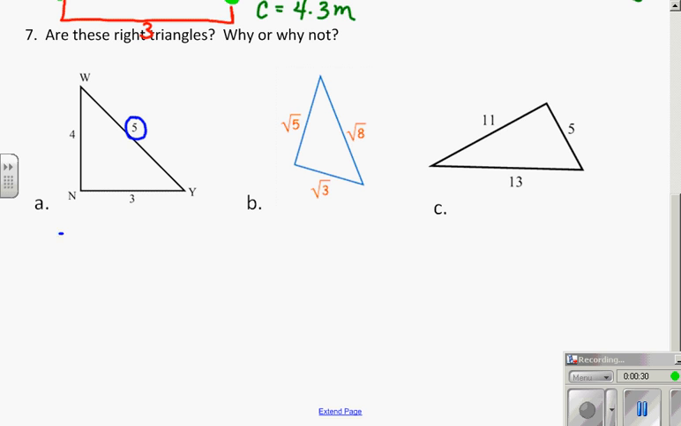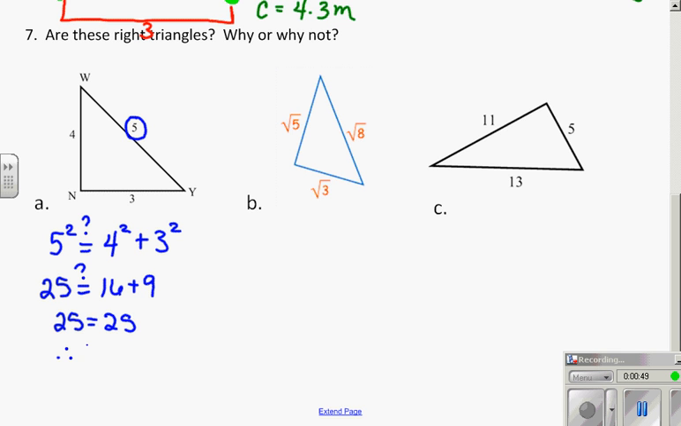So what I set up is that 5 squared, is that equal to 4 squared plus 3 squared? If it comes out true, it is a right triangle. If it comes out false, it's not. And so I have 25, is that equal to 16 plus 9? 25 is equal to 25, therefore it's a right triangle. And it's as simple as that.